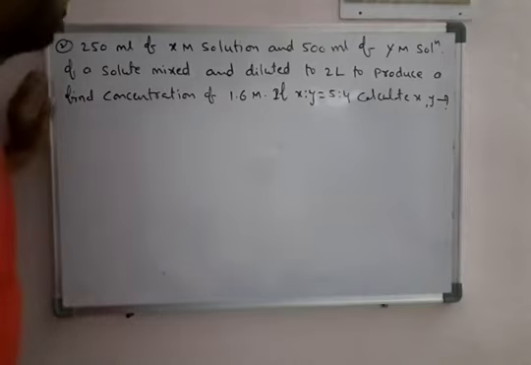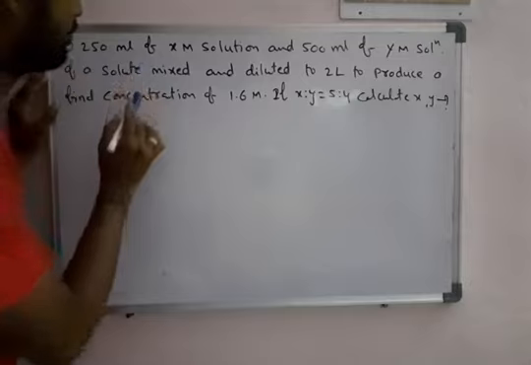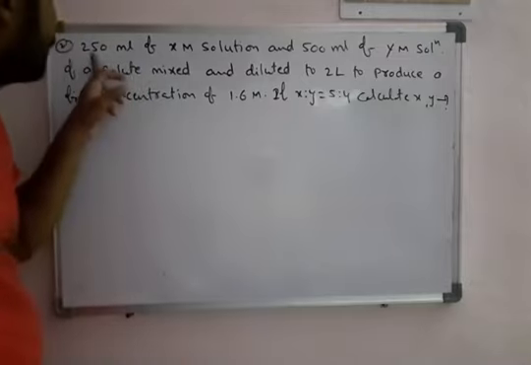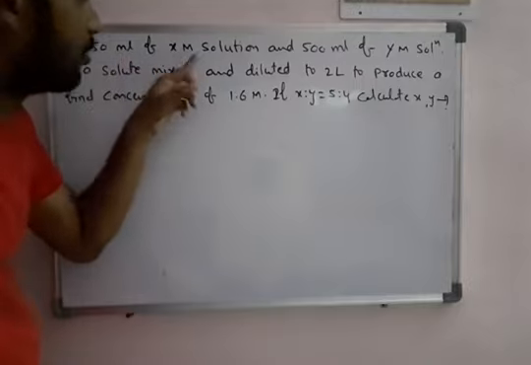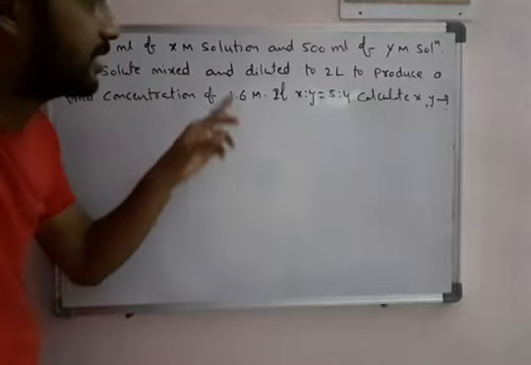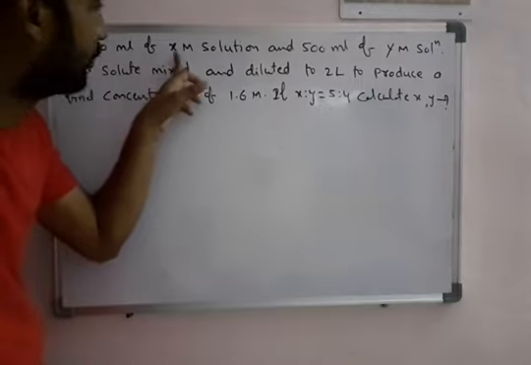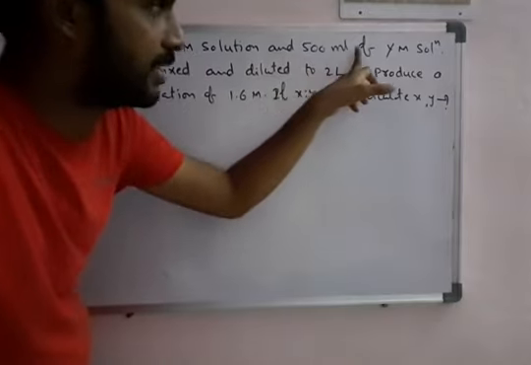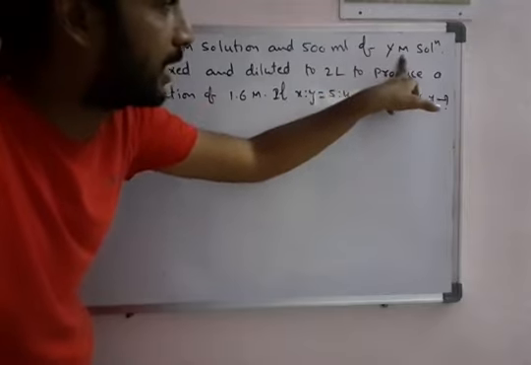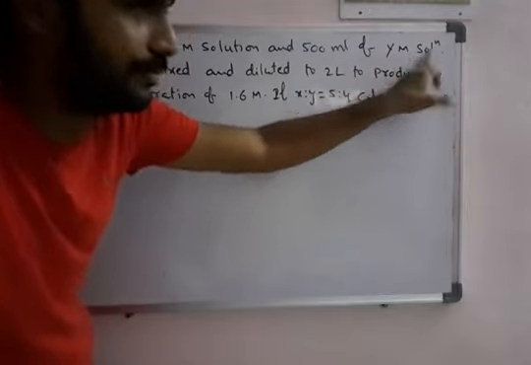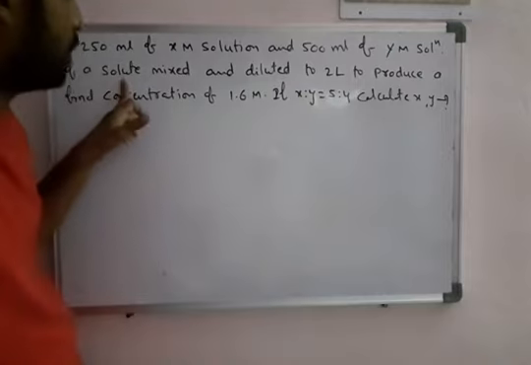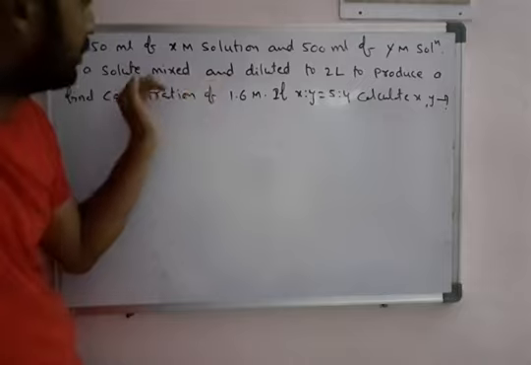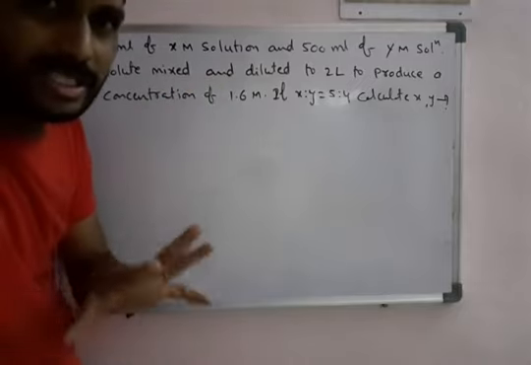Okay, see the next one. This is totally different from the earlier ones. 250 milliliter of X molarity solution and 50 milliliter of another solution with Y molarity of a solute are mixed. That means the solute present in both solutions is the same.